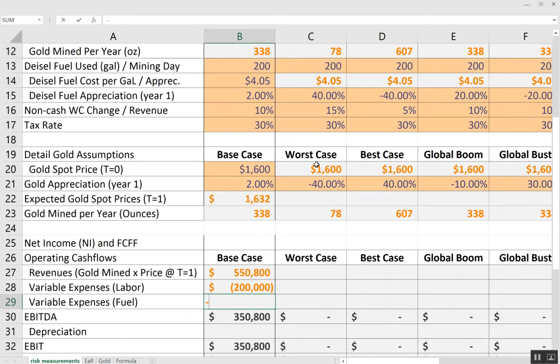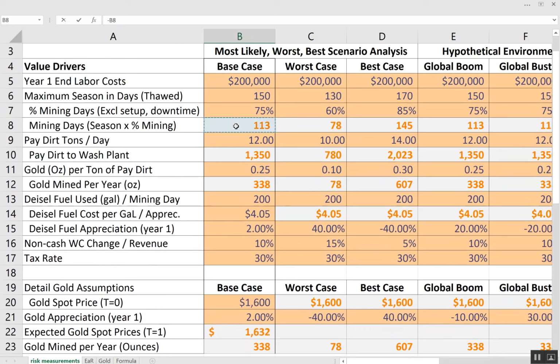Now fuel. There's a note here to the side of the spreadsheet, but they're going to be operating for 113 days. Each day, I did a negative sign in front of that, they're going to use about 200 gallons of fuel to operate their 4 pieces of equipment, including the wash plant. Fuel will cost $4.05 per gallon times 1 plus the growth rate of fuel. So 113 days using 200 gallons a day at $4.05 times 1.02.